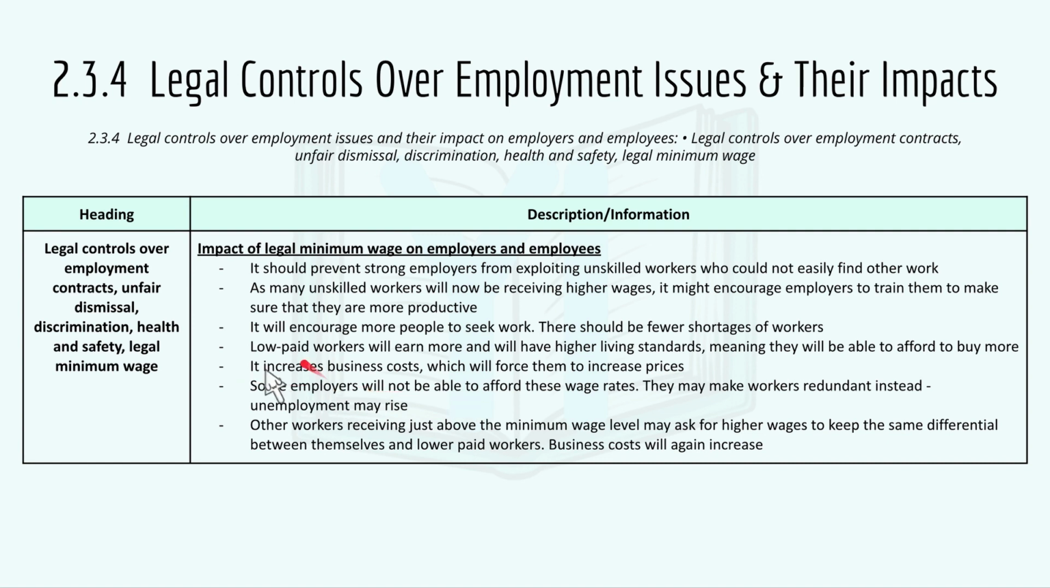And on the other side, it increases the business cost, which will force them to increase prices. Some employers will not be able to afford these wage rates, and they may make workers redundant instead, and unemployment may rise. And other workers receiving just above the minimum wage level may ask for higher wages to keep the same differential between themselves and lower paid workers, and business costs will again increase.